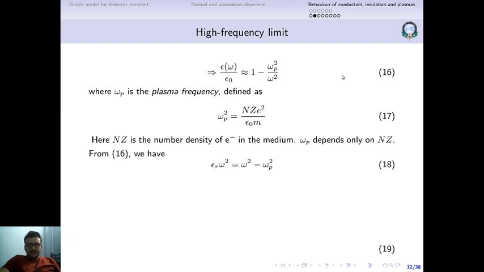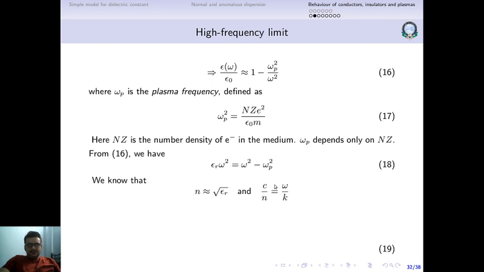So from equation number 16, this is your epsilon r. So epsilon r is equal to 1 minus omega p square by omega square. Multiply this throughout by omega square, so we get epsilon r into omega square is equal to omega square minus omega p square. That's your equation number 18. Then, as I had discussed earlier in the classroom, the refractive index is approximately equal to the square root of epsilon r, and c by n is equal to omega by k. Speed of light divided by refractive index will be equal to omega by k.